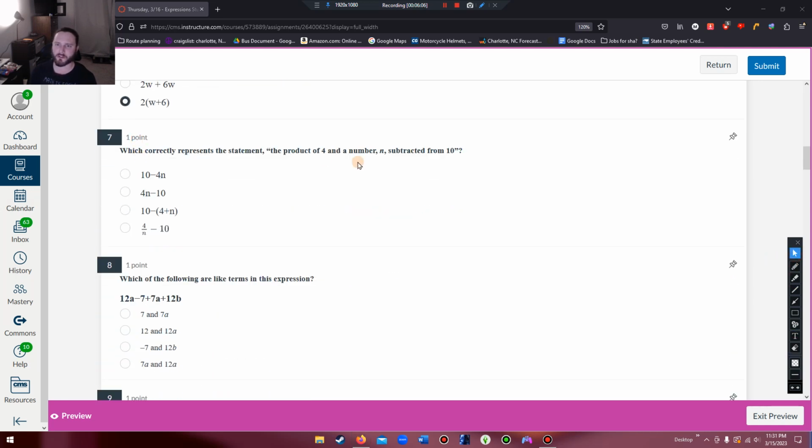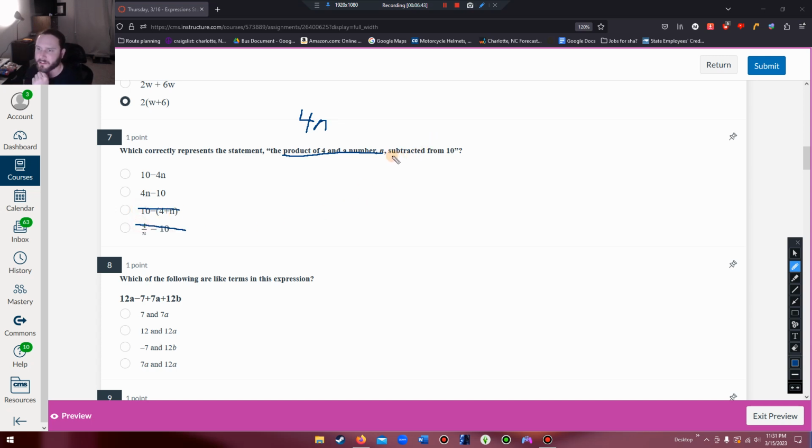For number 7, which correctly represents the statement, the product of 4 and a number n subtracted from 10. So let's figure this out. We have the product of 4 and a number. All right, well, the word product means multiply. So we're multiplying 4 times n. You don't need the multiplication symbol if you are putting a number next to a variable. That's why we have coefficients. So we have 4n, that should be somewhere in my problem, so automatically it's not those two.